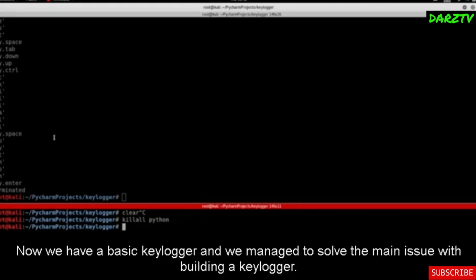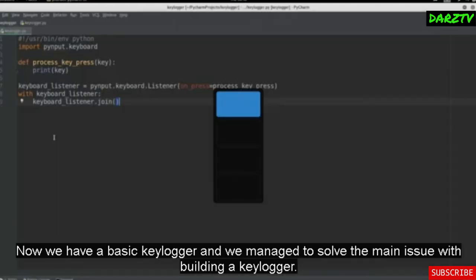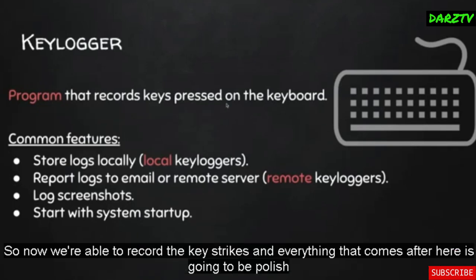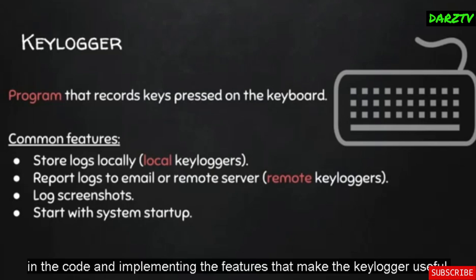Now we have a basic keylogger, and we managed to solve the main issue with building a keylogger. So the main purpose of a keylogger program is to be able to record keystrokes. So now we're able to record the keystrokes, and everything that comes after here is going to be polishing the code and implementing the features that make the keylogger useful.